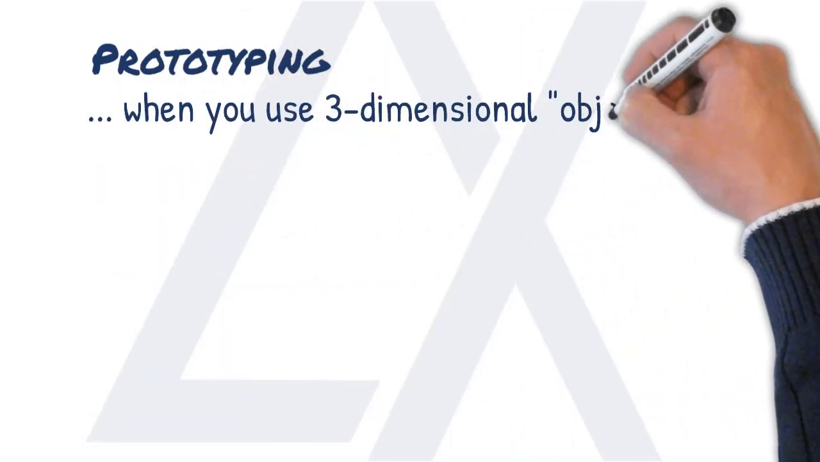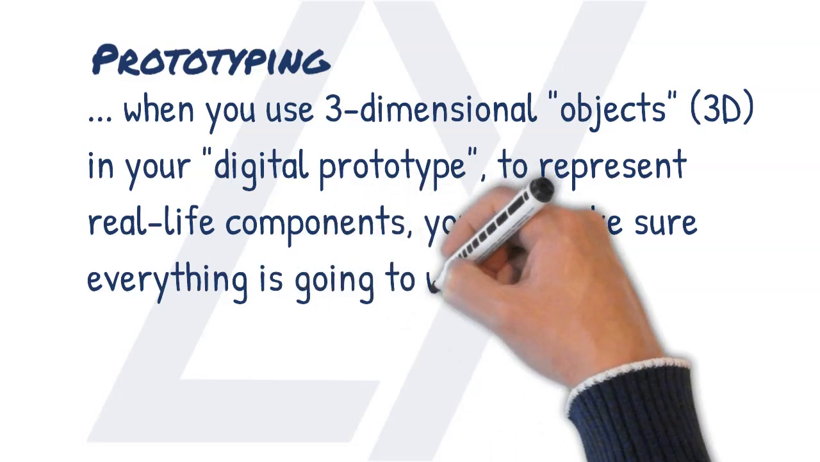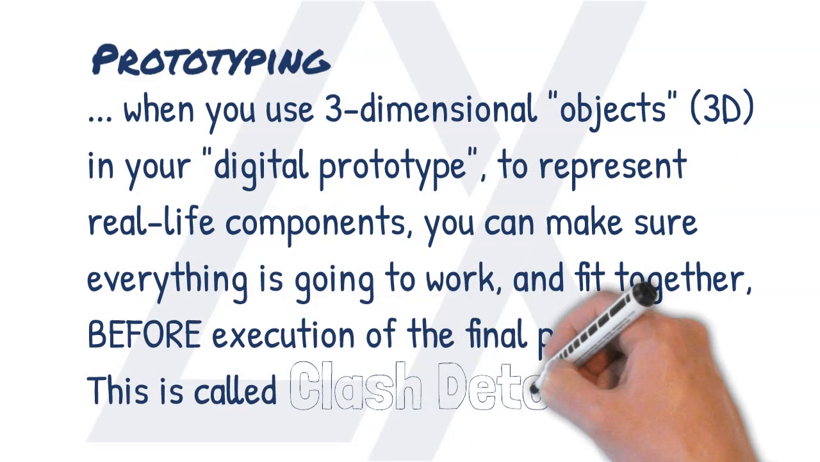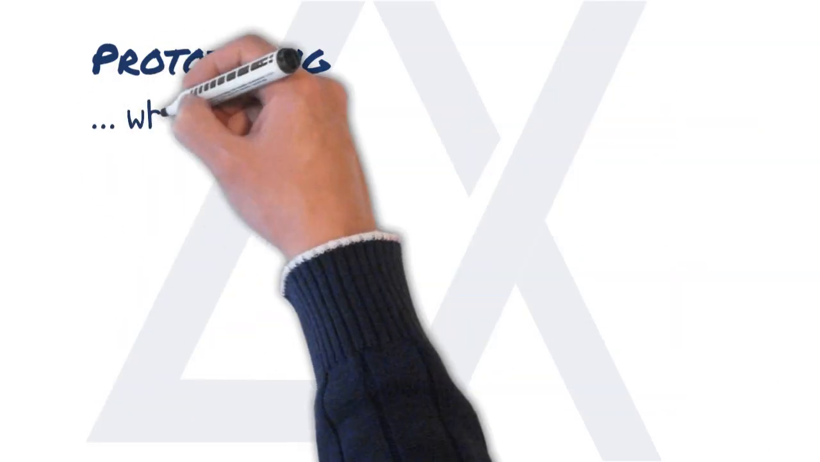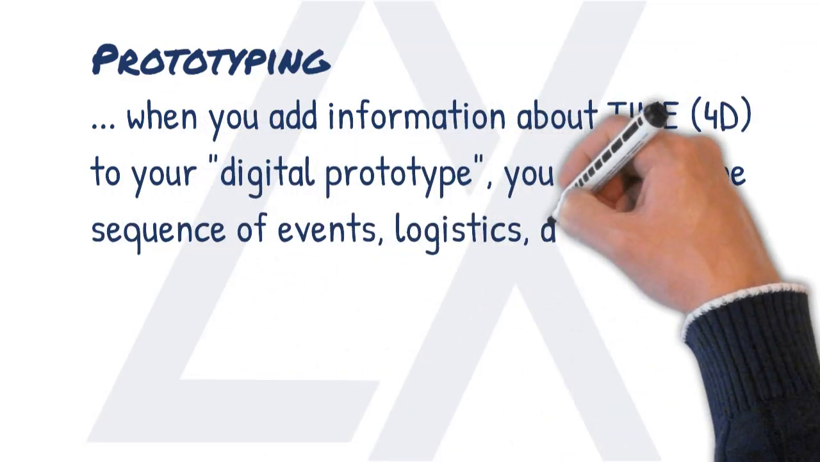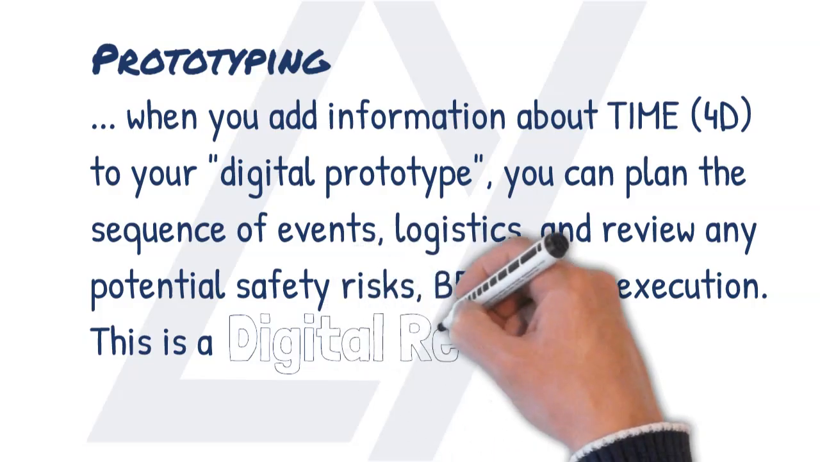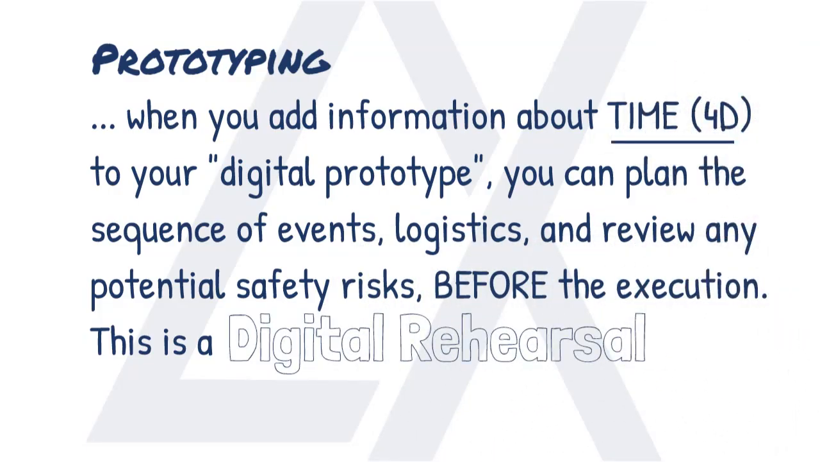When you use three-dimensional objects in your prototype to represent real-life components, you can make sure everything is going to work and fit together before execution of the final production. This is called clash detection. When you add information about time, or 4D, to your prototype, you can plan the sequence of events, logistics, and review any potential safety risks before the execution. This is a digital rehearsal.